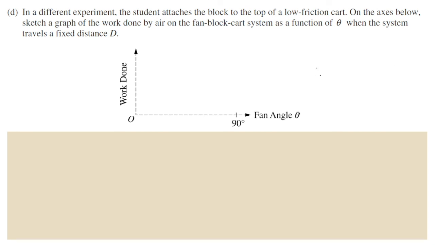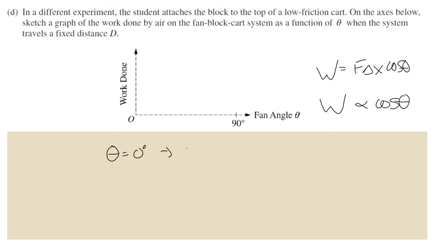Well, what is the equation for work? It's F delta x cosine theta. That's the key here to this problem. The work is directly proportional to the cosine of the angle. Well, what do we know about the cosine? We know when the angle is equal to 0 degrees, the cosine is equal to 1. And we know that when the angle is 90 degrees, the cosine equals 0. So we know this thing has got to start up here somewhere and then end up down here.